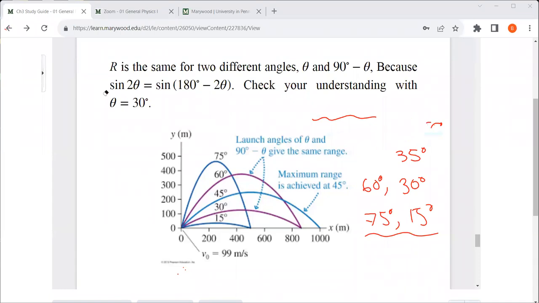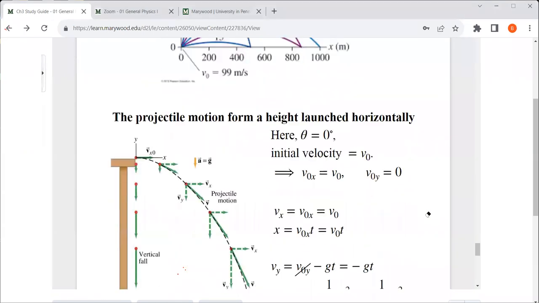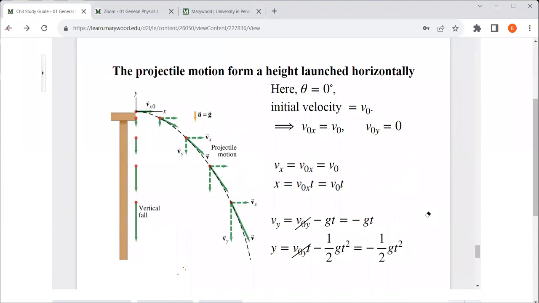So that's why 30, 60, 55, 55, 35, and then 75, 15 gave the same horizontal range. All right. Few more things. So it's a very special case when the projectile motion from a height launched horizontally. Okay. So what happens if we launch something horizontally?